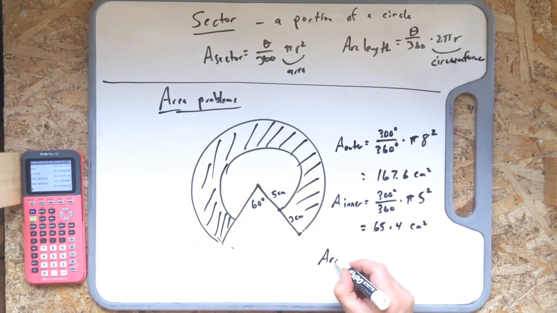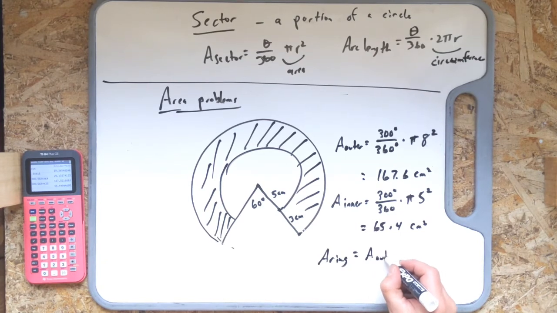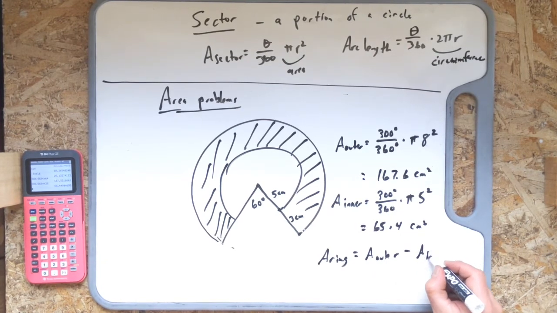Okay, now I want to find the area of the ring. I just do the area of the ring is the area of the outer minus the area of the inner, which looks like it is 102.2 centimeters squared.